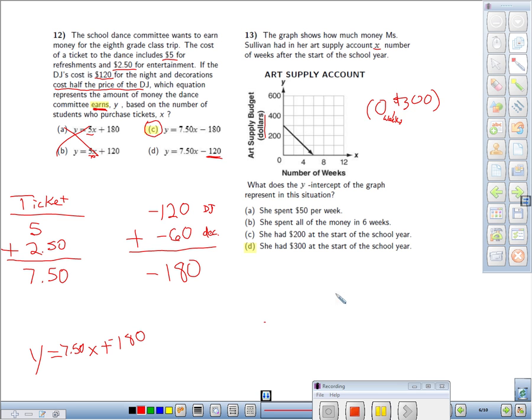So let's read these and see what it says. She spent $50 per week. Well, that has nothing to do with this y-intercept, so A's out. B, she spent all of the money in 6 weeks. Well, that may be true, that may be not true, but ultimately we're trying to figure out what the y-intercept means. Y-intercept has nothing to do with when she spent the money. That's out. C, she had $200 at the start of the school year. Well, let's look. $200, not even on the graph. That's out. D, she had $300 at the start of the school year, which is what this means. At 0 weeks, so school hasn't started yet, there are $300 there. That's the one we want. All right, moving on.